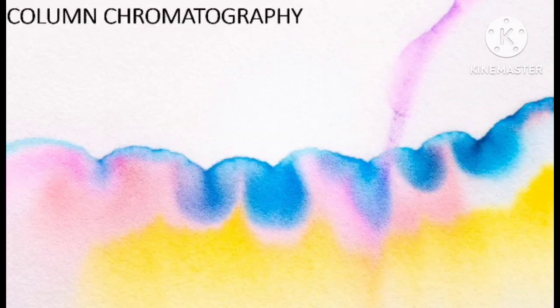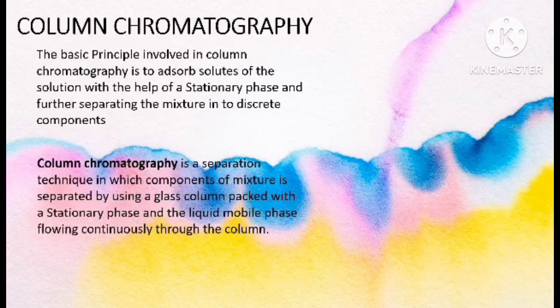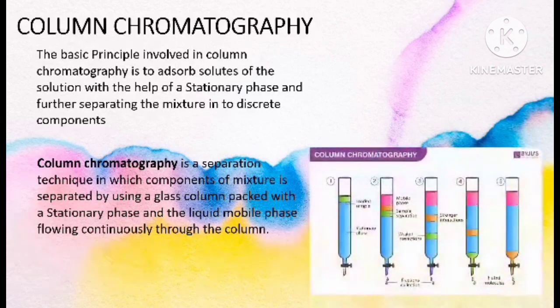So what is column chromatography? The basic principle involved in column chromatography is to adsorb solutes of the solution with the help of a stationary phase and further separate the mixture into discrete components. Column chromatography is a separation technique in which components of a mixture are separated by using a glass column packed with a stationary phase and the liquid mobile phase flowing continuously through the column.